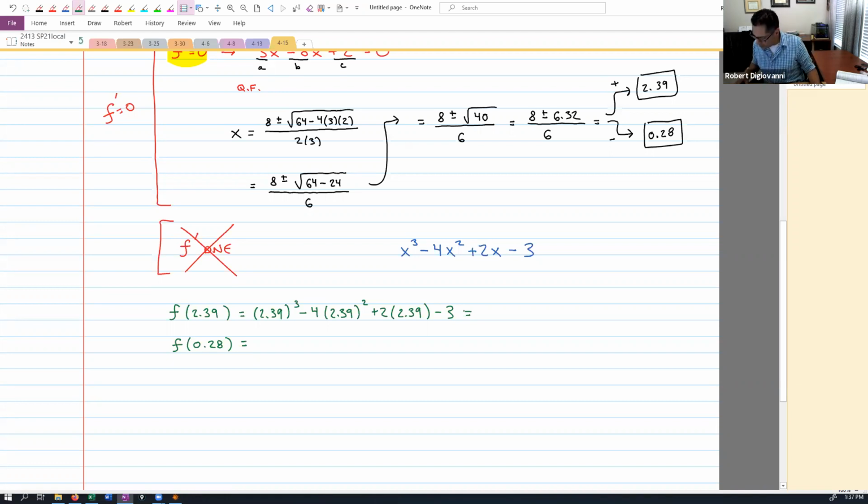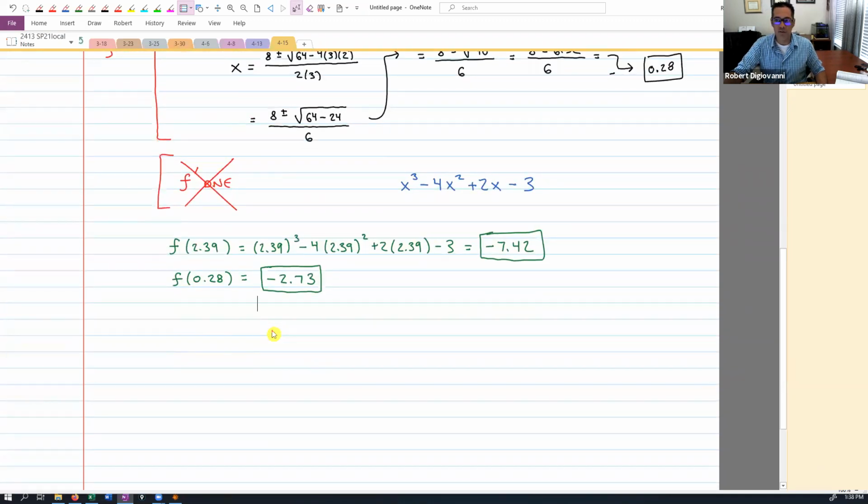I'm going to plug that number in. So when I plug in 2.39 into that, I'm getting about negative 7.42. Okay, that's what I'm getting out. And when I plug in 0.28, I'm not going to show the work here, just negative 2.73 is what I get. So all of this was step 1. Any questions?